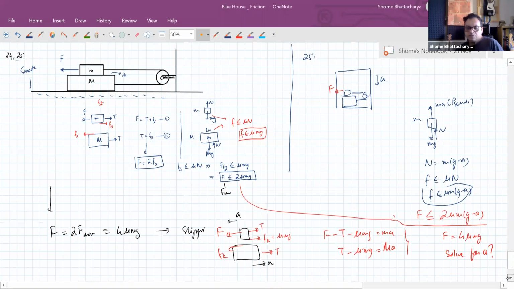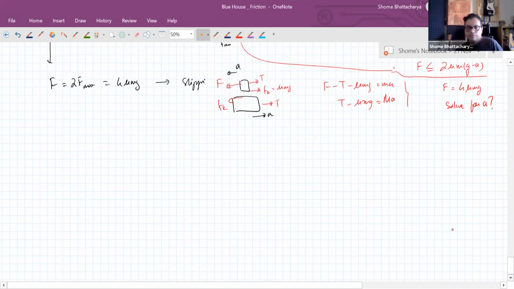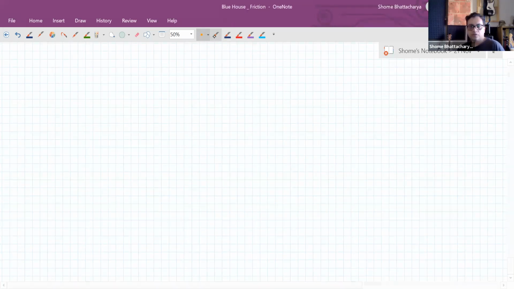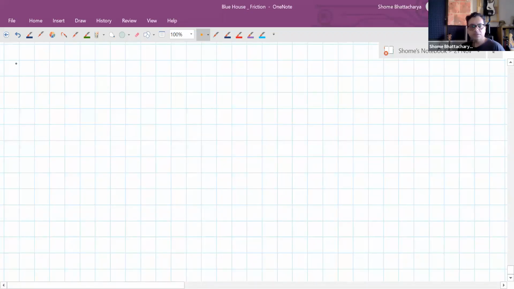Okay, 27th, we'll discuss the free body diagrams, because again, the question is completely based on application of free body diagrams.